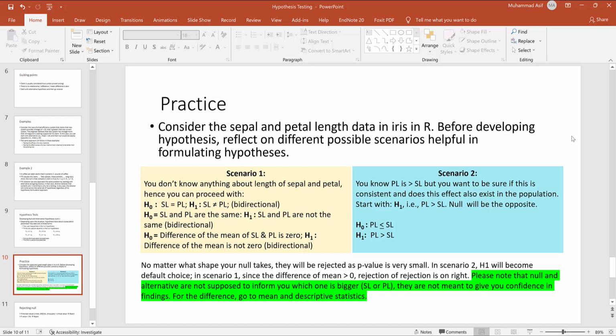And for the second part, we use the p-value, which is a probability value, and that probability value is used to reject or not reject the null hypothesis. Probability values are meant to give you confidence. They are not meant to tell you which one is larger. If you want to figure out whether sepal length or petal length is larger, for that you will consult the mean or average. But probability values are meant to show how much confidence you have in your findings.